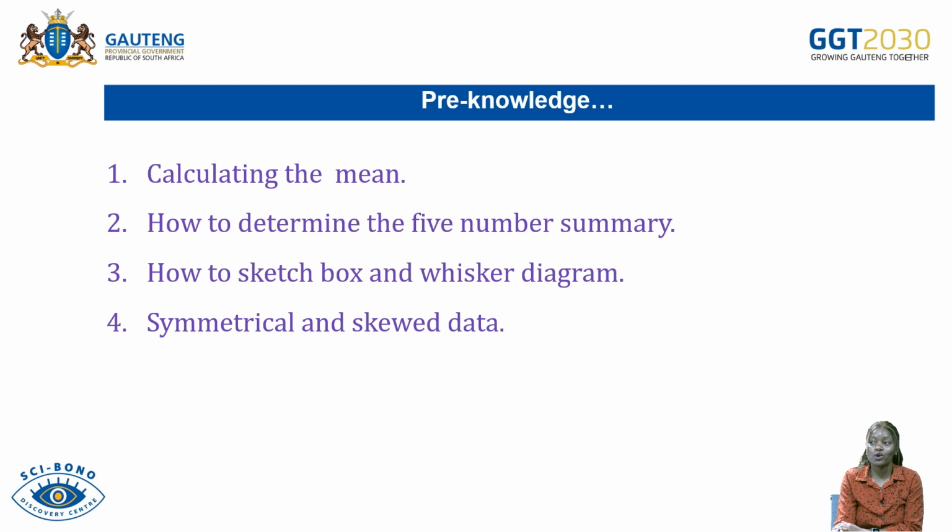Before we move on to today's topic, by now you should know how to calculate the mean. Number 2, you should know how to determine the 5-number summary, of which we have done the work before last. Number 3, you should know how to sketch a box and whisker diagram. Number 4, you should be able to find symmetrical and skewed data.